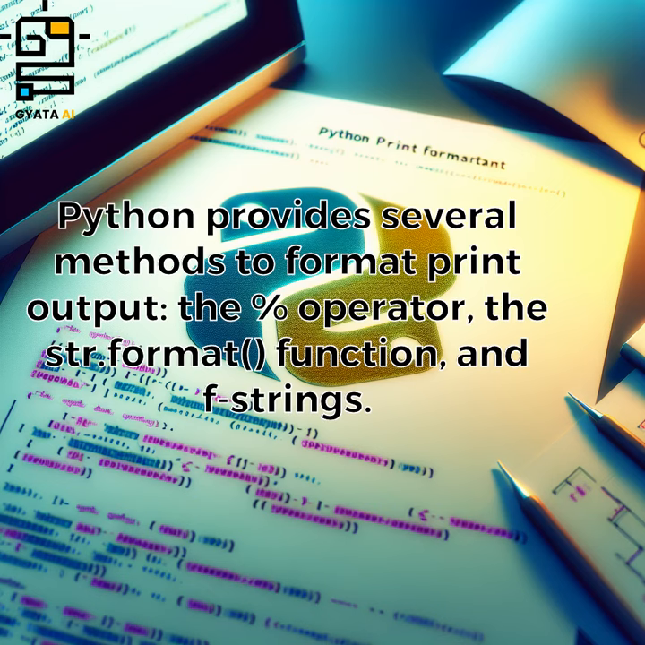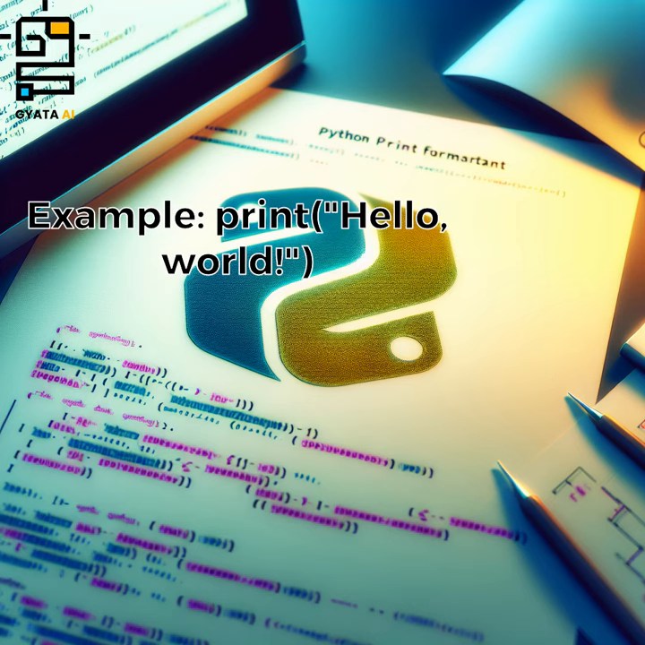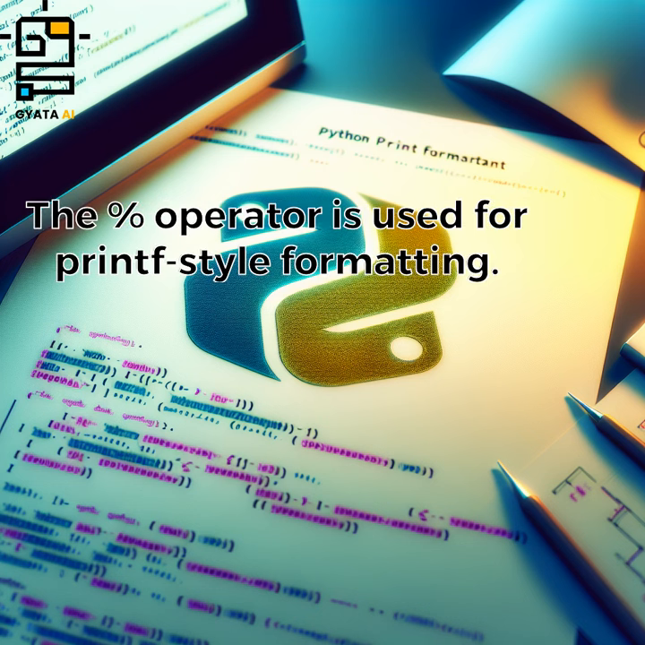Introduction: Python provides several methods to format print output: the % operator, the str.format function, and f-strings. Python's print function outputs an object to the console. Example: print("Hello, World"). Using the % operator, the % operator is used for printf-style formatting.